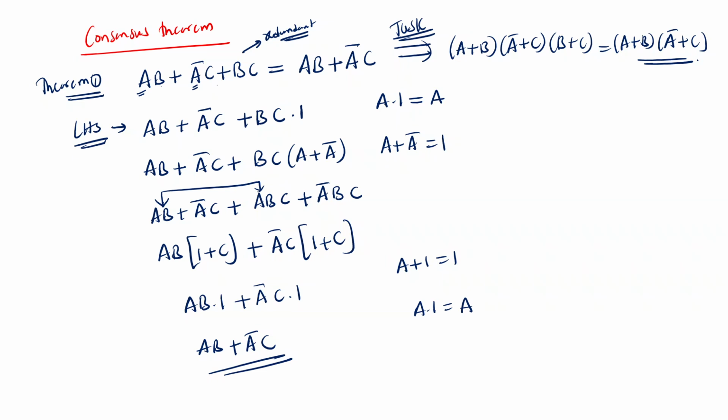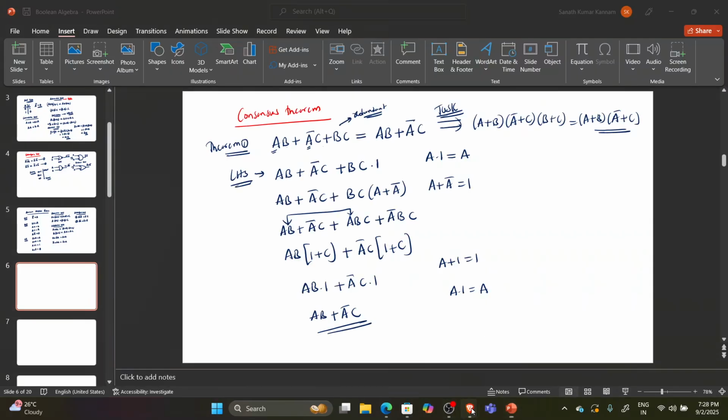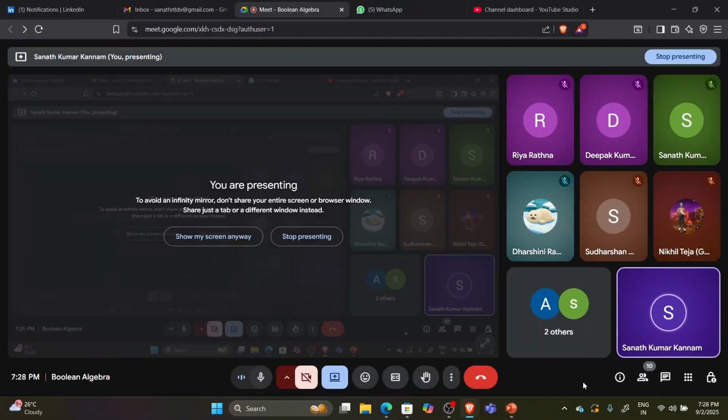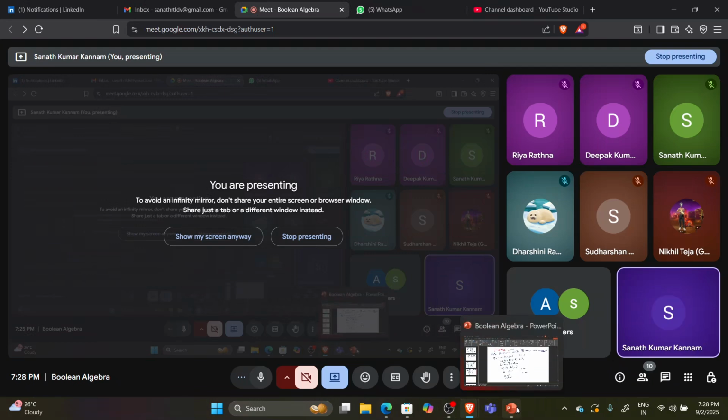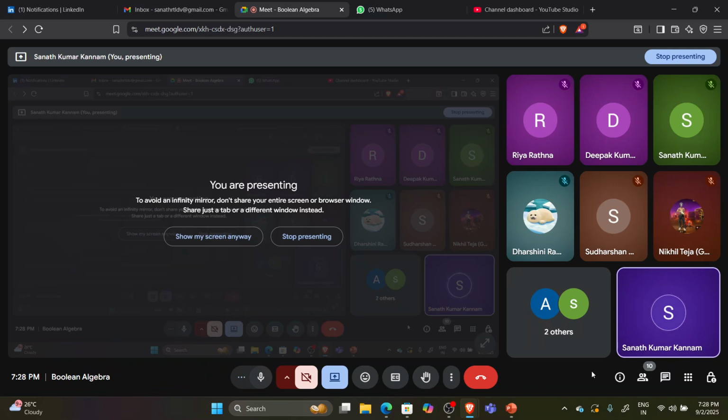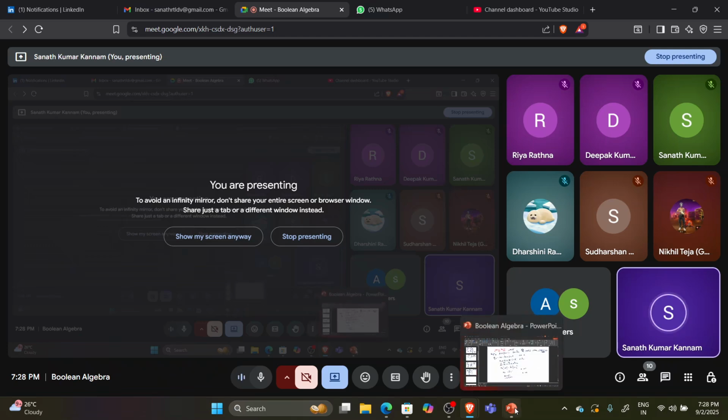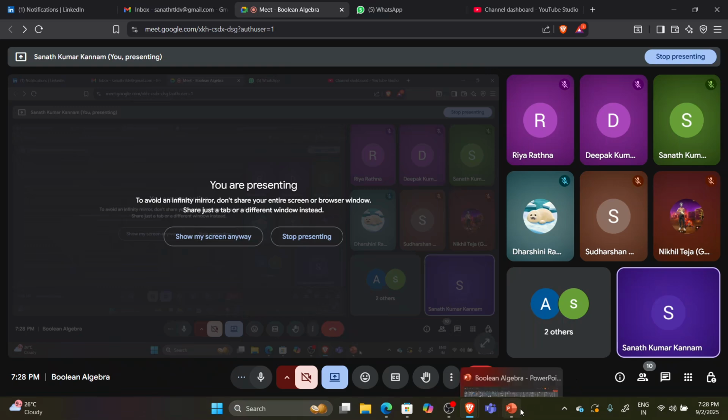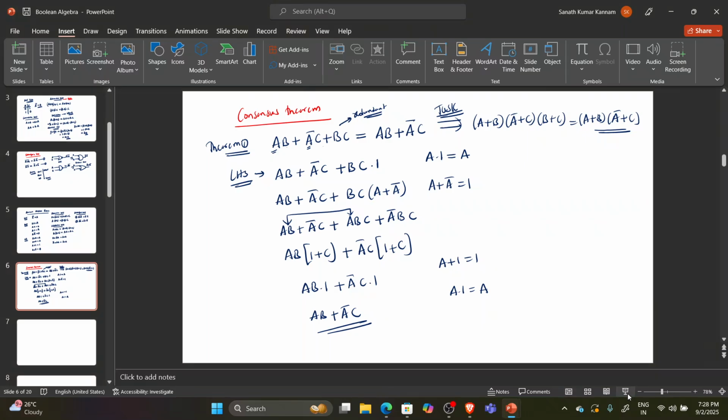So by using this Boolean algebra, you need to do some problems. I think this consensus theorem is clear, no? Anyone, your response? Consensus theorem? Yes. Shall I move forward? Okay, next you see. So next, by using these Boolean laws, I am doing some problems.